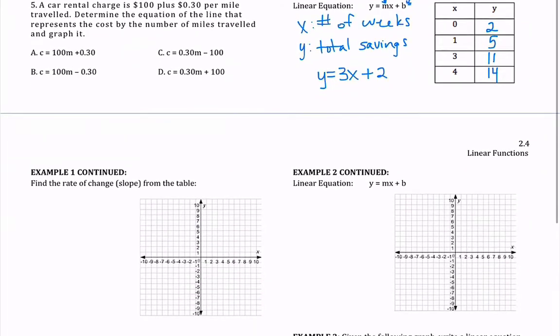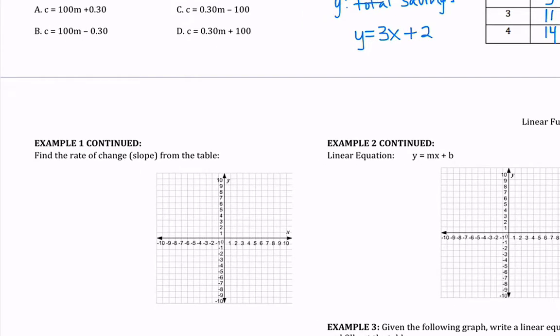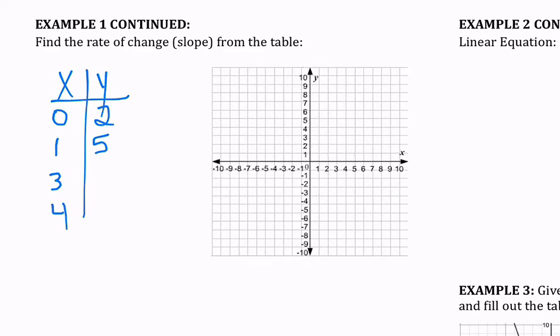Okay, so it tells us to find the rate of change from the table, and then we're going to graph it, okay? And so I'm just going to jot down our table again real quick. So I'm going to jot down this table right here so we can practice finding it. And it was 0, 1, 3, 4. Is 2, 5, 11, and 14.